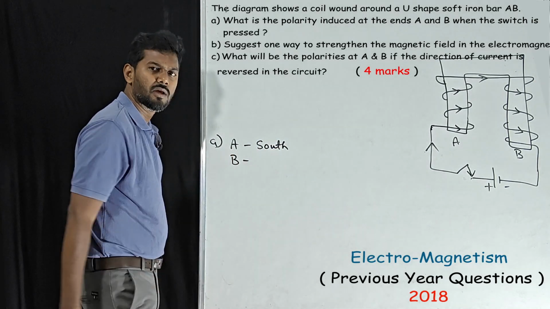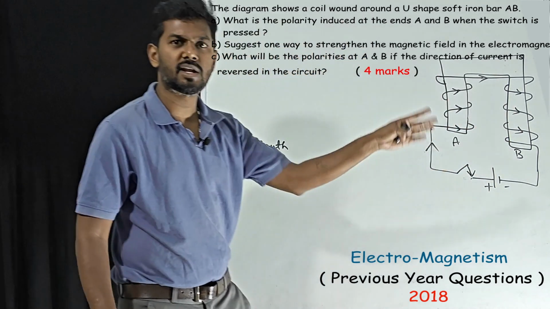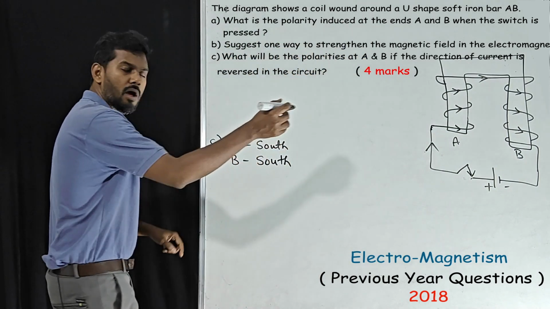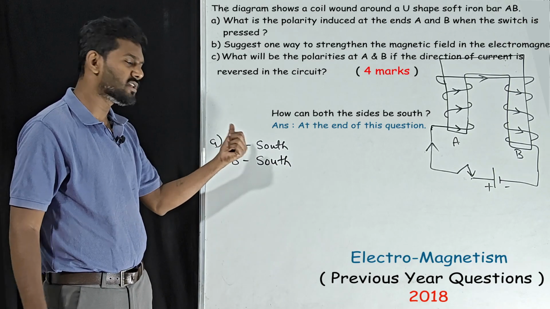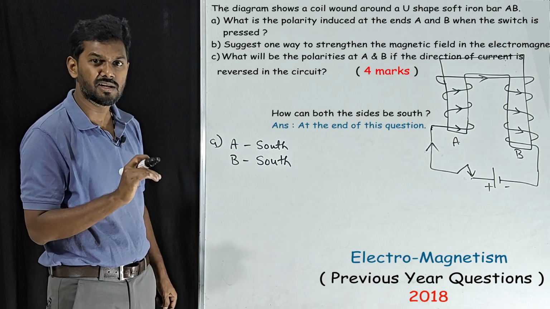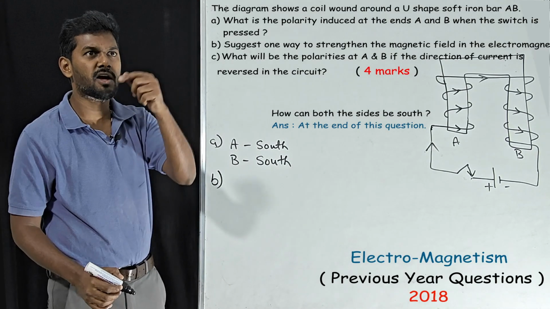See B. Here also it is towards the right. So both the ends A and B are in the south direction. How is it possible? That is what we have learnt in the concept video. So I'll teach you here also. Now first we'll finish up the questions.